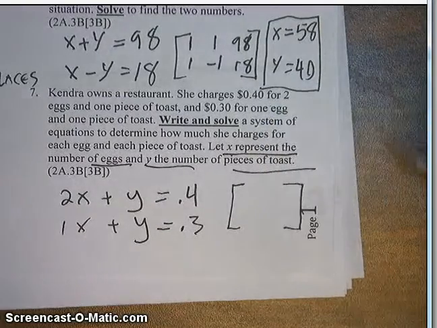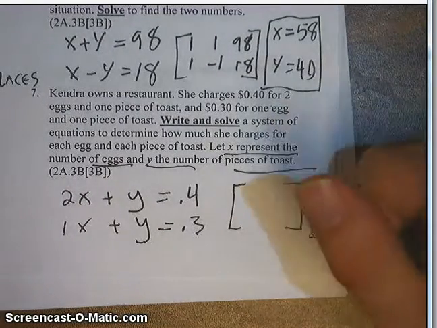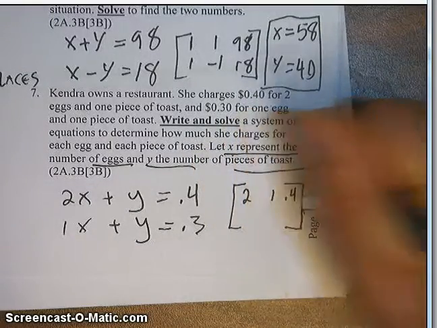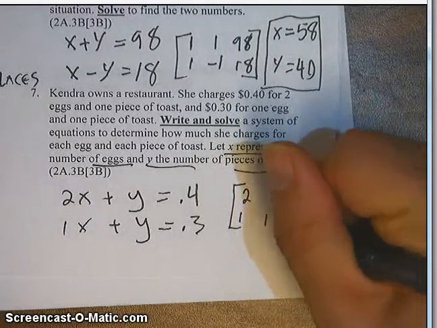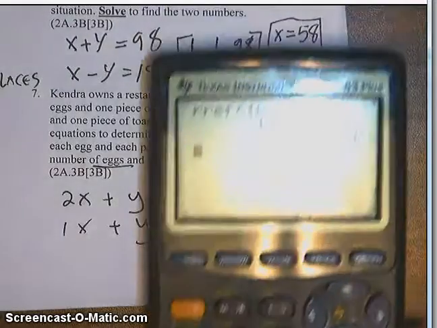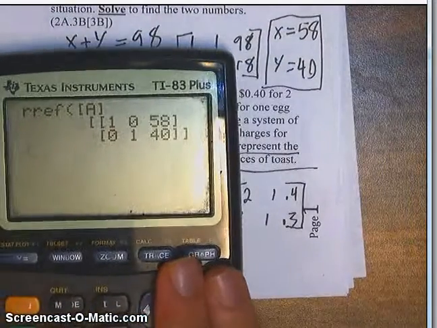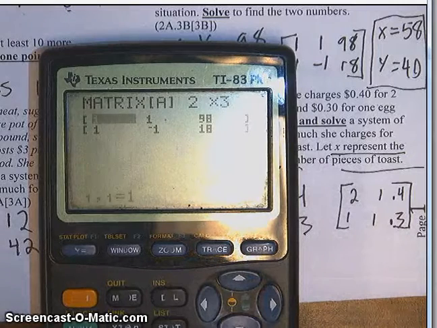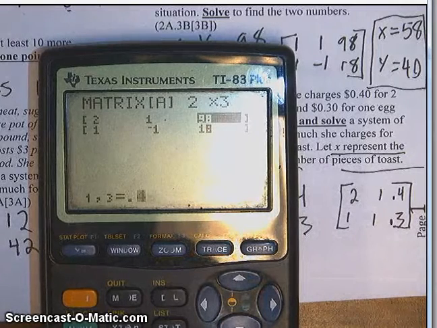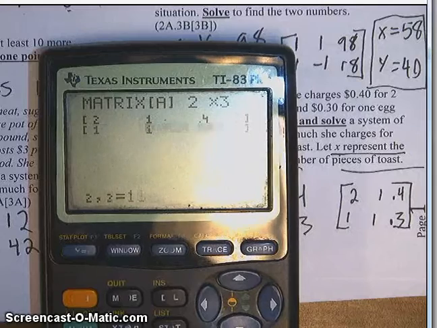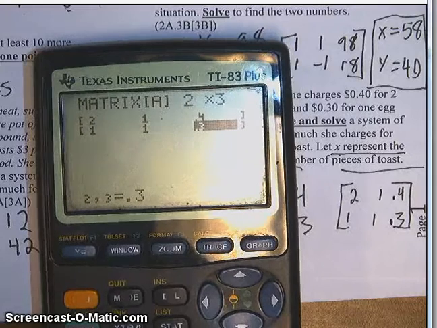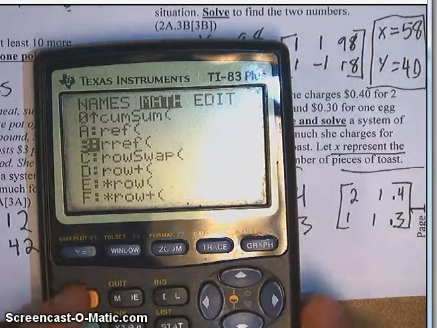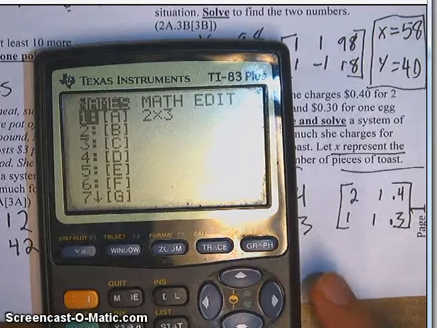And we're going to find out how much 1 egg and 1 piece of toast cost individually. So it's going to be 2, 1, 40 cents, and 1, 1, 30 cents. We're going to go back to the matrix screen. We're going to do this in the calculator. Okay, so second matrix, edit, and this is 2, 1, and 40 cents, 1, 1, and 30 cents. Second quit, second matrix, over to math, up to B, second matrix A.